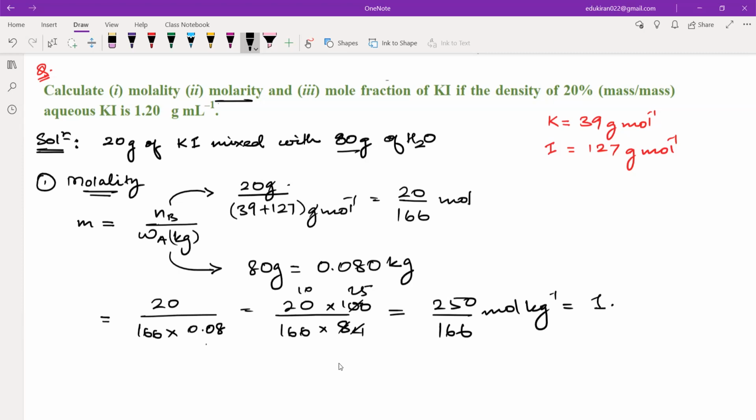Did anyone calculate this? Has no one got the answer yet? Yes, sir. I think it is 1.5. Yes, sir, 1.5 moles per kg.